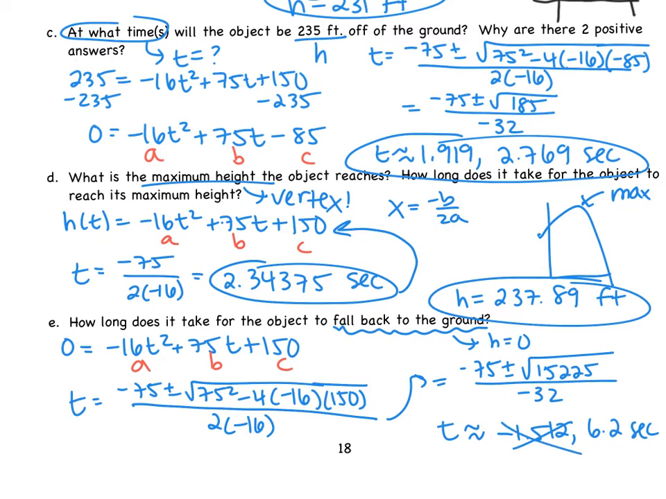Now, the negative one we obviously don't care about. This is the answer that we care about. So it's going to take the object about 6.2 seconds to fall back to the ground.